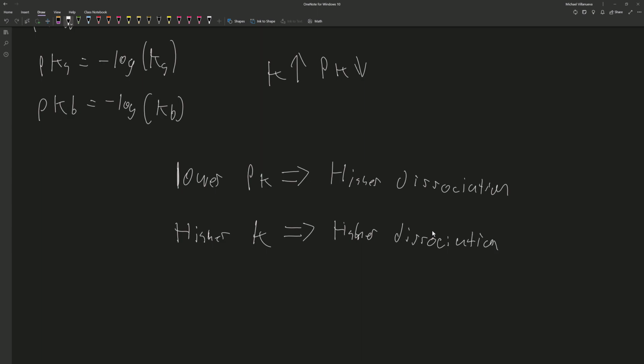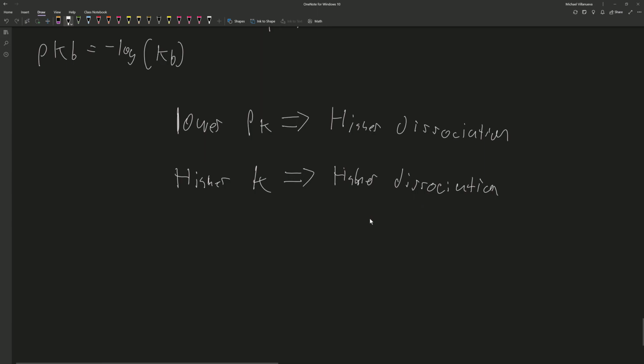So as the pK value gets lower, we get more of the compound splitting into its parts. As the K value gets higher, we get more of the compounds. So we could say that the Ka multiplied by the Kb is equal to Kw for a conjugate pair. What that means is they have to be part of the same acid or part of the same base. So the acid and its salt, or the base and its salt.